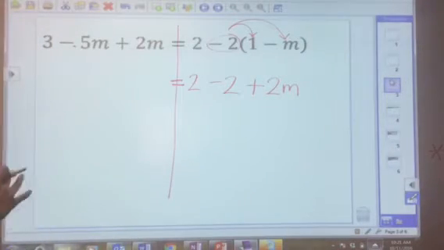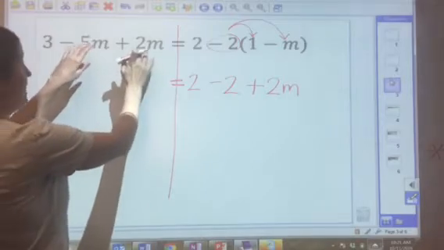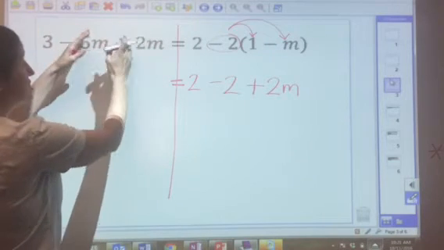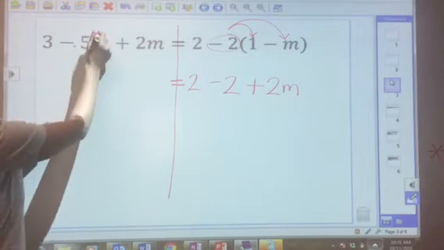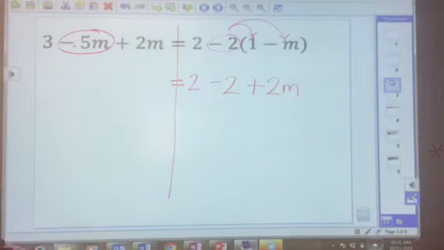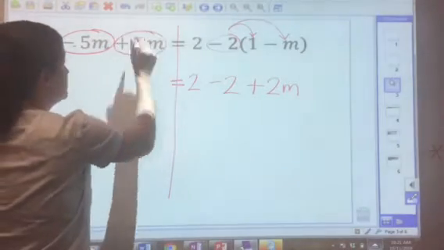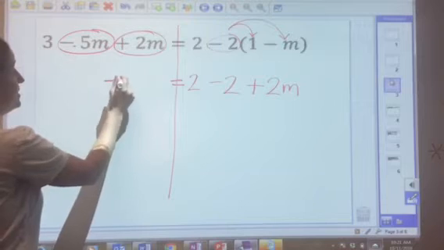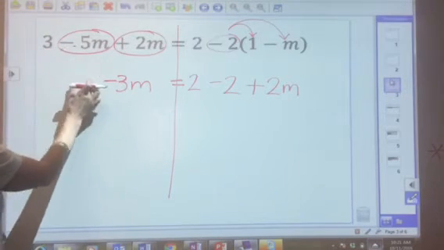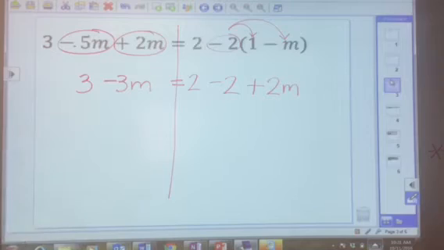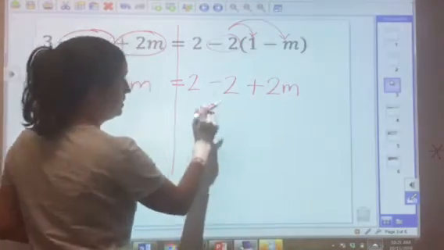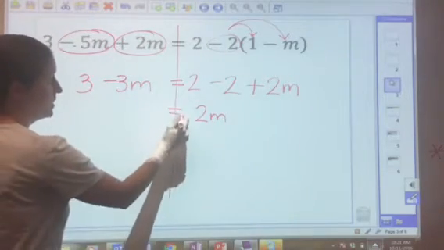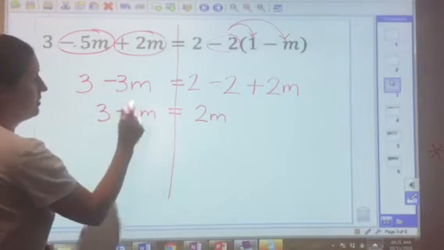On this side of the equal sign, I don't have any distributive property, but I have like terms that are on the same side of the equal sign. I do not use inverse operations if I'm just combining like terms that are on the same side. So I have a -5m and a positive 2m. -5 plus 2 is -3m. Bring down my constant, which is a positive 3. I do have like terms I can combine over here. 2 minus 2 is 0, so that leaves me with just 2m equals 3 minus 3m.